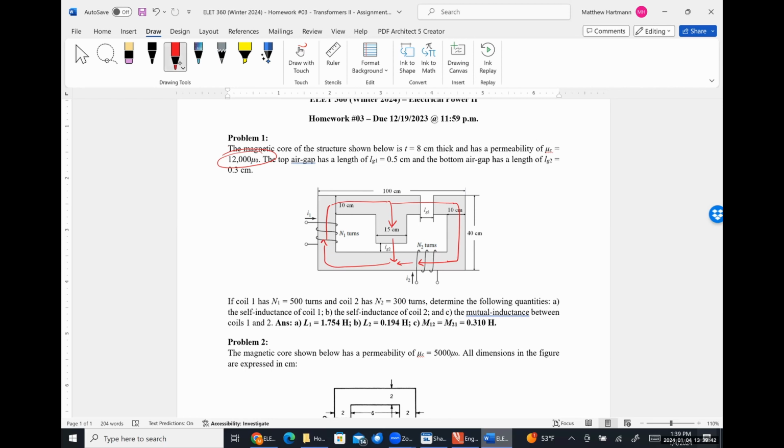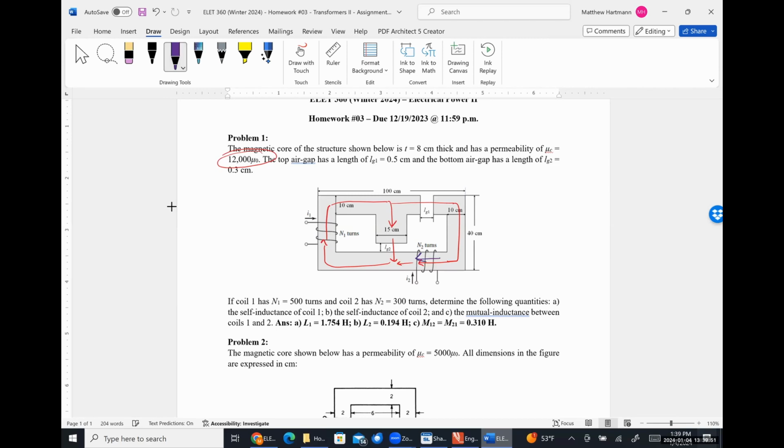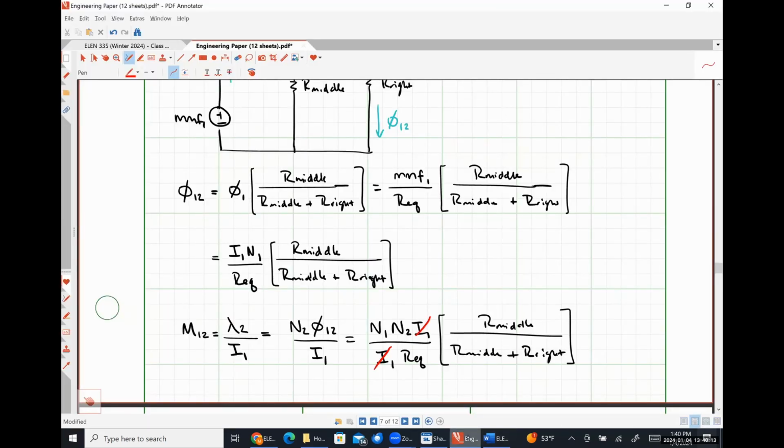The flux generated by coil 2, which I'll do in this purple color, based on the direction of the winding, is going to go this way. Some of it's going to split up, blah, blah, blah. None of that literally matters. So because the fluxes from both coils are in the same direction, the mutual inductance is going to have a positive sign. If the fluxes were in opposite direction, the mutual inductance would have a negative sign. All of the math is done here.